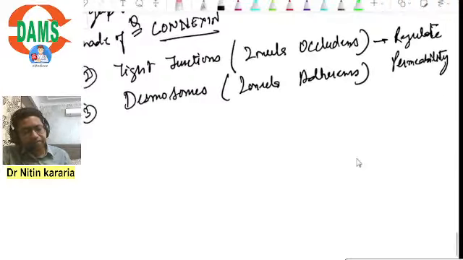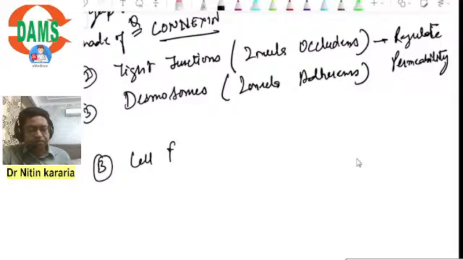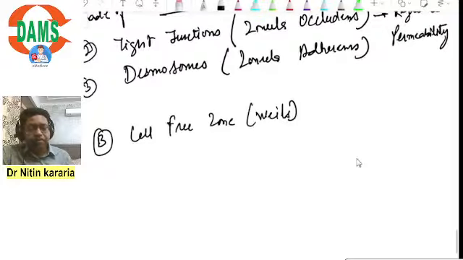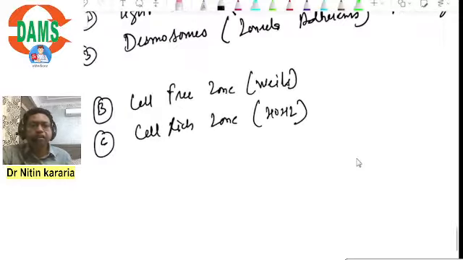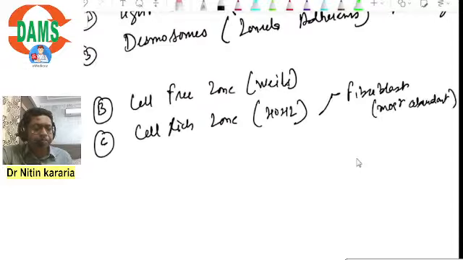Okay. Then the second layer from outside to inside is the cell free zone, which is also called Weil's zone. The third layer from outside inside is the cell rich zone, also called the cell rich zone of Hohl. This cell rich zone of Hohl consists of various cells called fibroblasts, which are the most abundant cells of dental pulp.